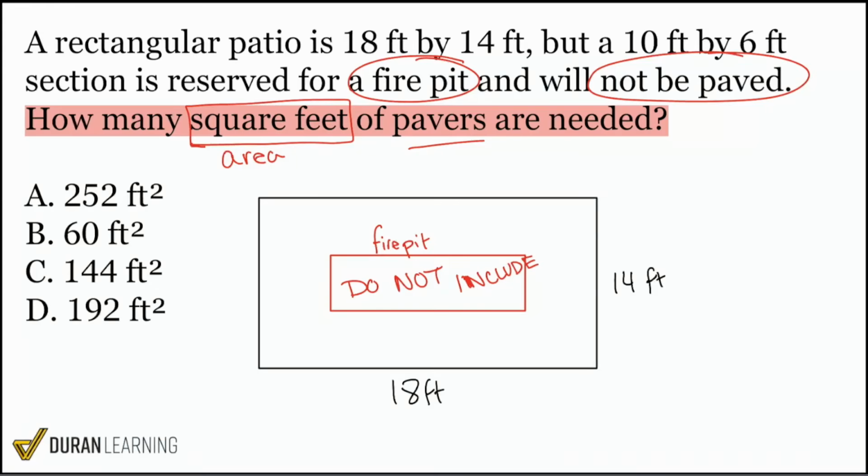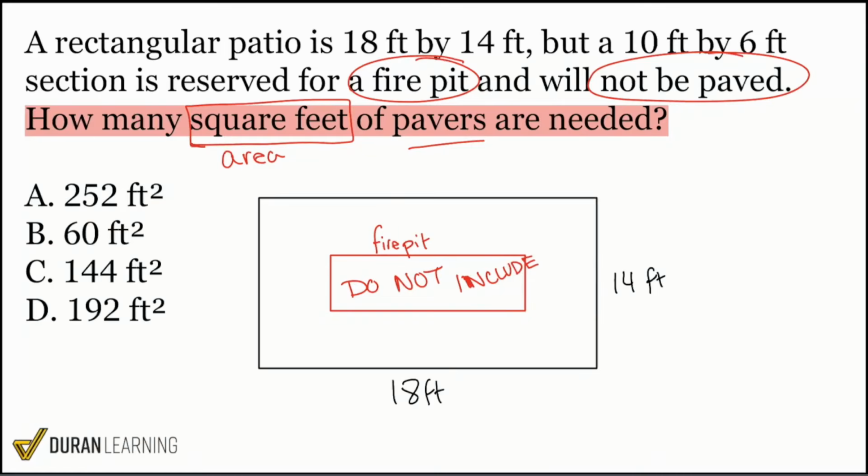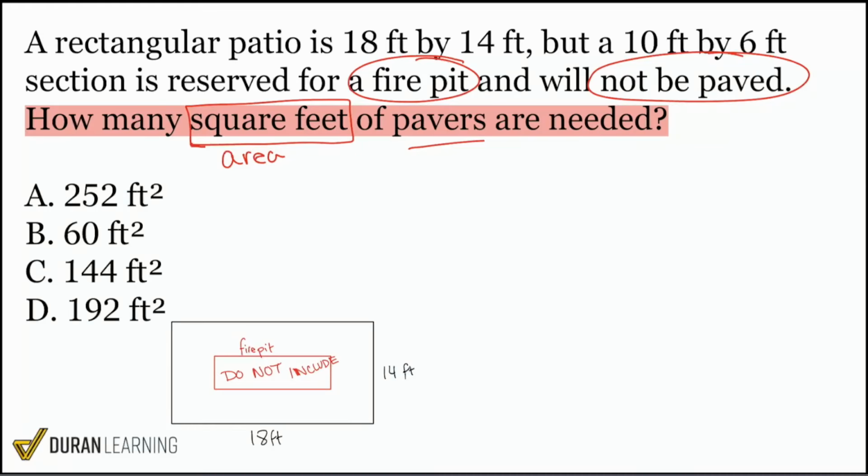So I only want this area here. This is all I want. I do not want that. So what I'm going to do is find the area of my patio, which is 14 times 18, and then subtract the fire pit. That's the big game plan. Find the big area and take out what we don't need, which is the fire pit's area. So let's go ahead and do that. And now let's get to work.